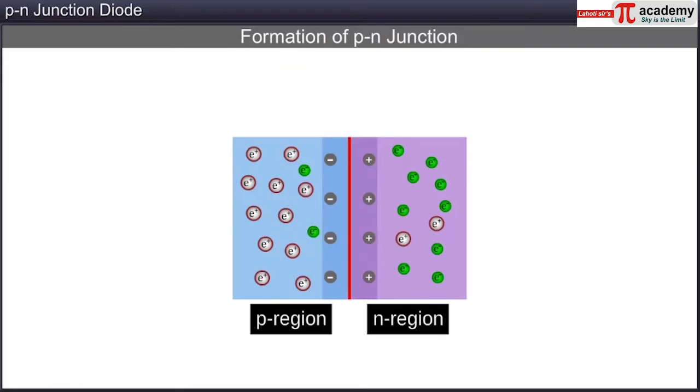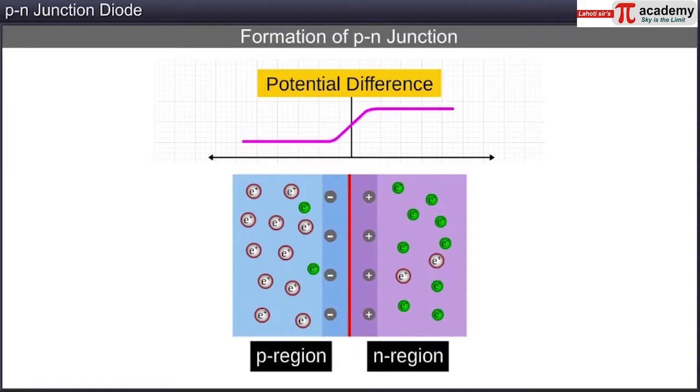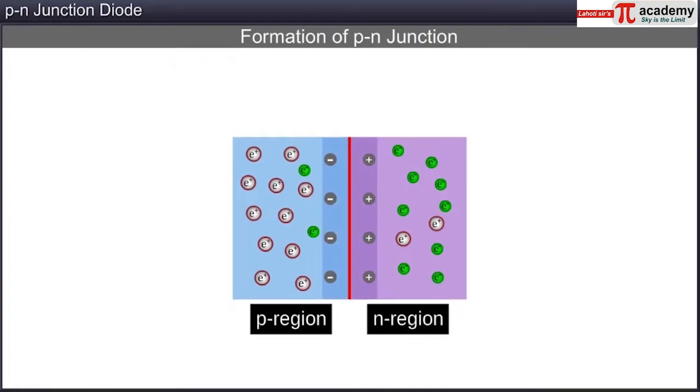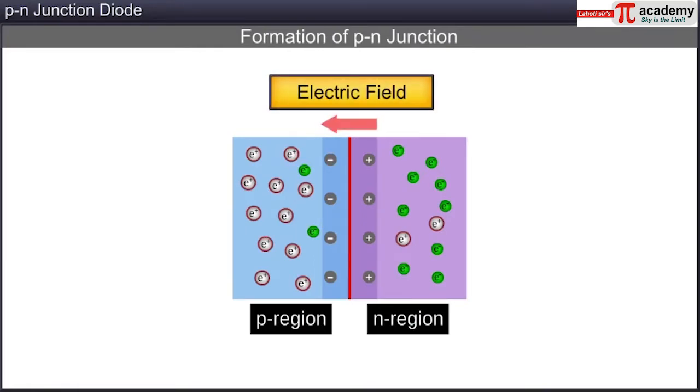The separation of charges in the depletion region creates a potential difference that opposes the diffusion of electrons in the n region and holes in the p region across the p-n junction. The electrons and holes have to overcome this potential difference, called the barrier potential, to freely diffuse across the p-n junction. The potential difference across the depletion region gives rise to an electric field directed from the layer of positive charges towards the layer of negative charges.